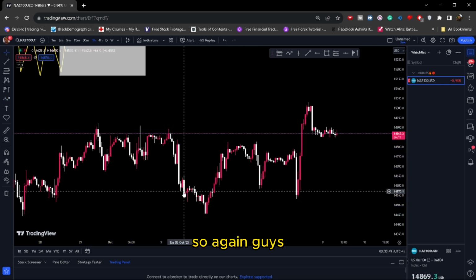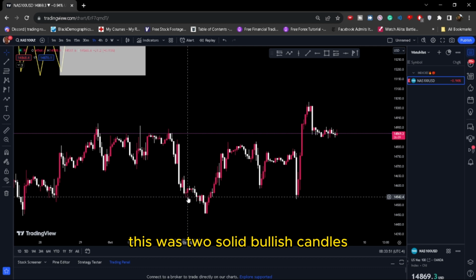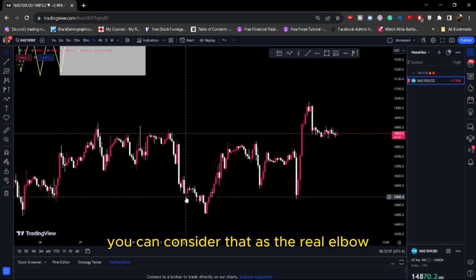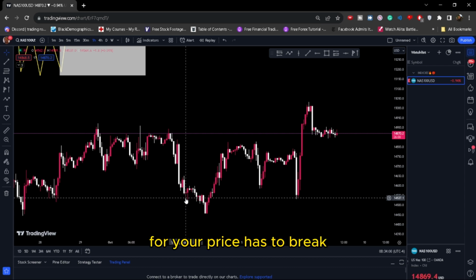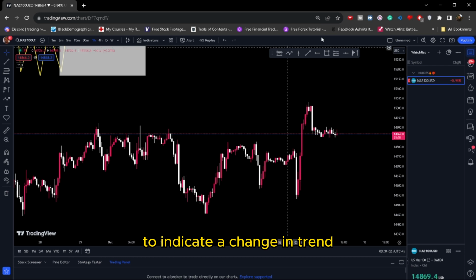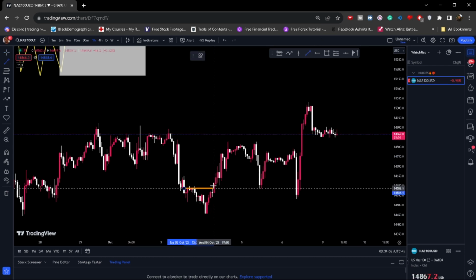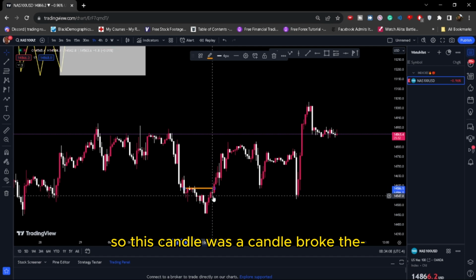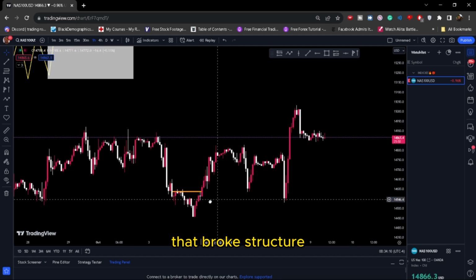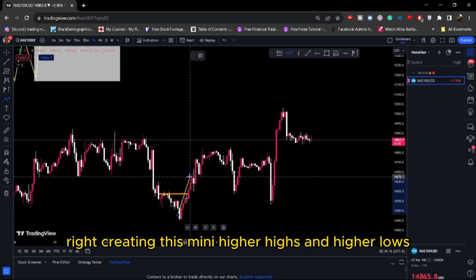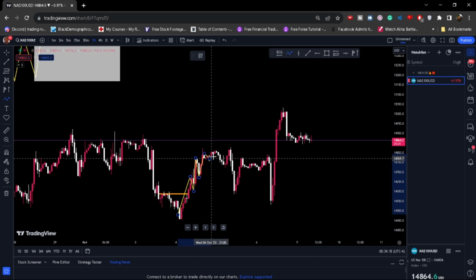So again, guys, this was two solid bullish candles. If you have at least two solid bullish candles, then you can consider that as the real elbow for where price has to break to indicate a change in trend. So in this case here, this was the change in trend. This candle was the candle that broke structure. And then as you can see, it started creating higher highs and higher lows, right? Creating these mini higher highs and higher lows, as you can see.